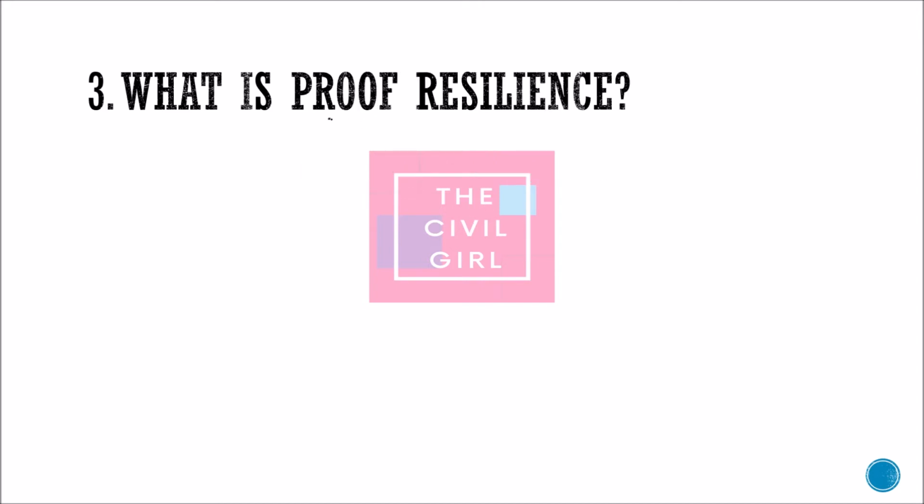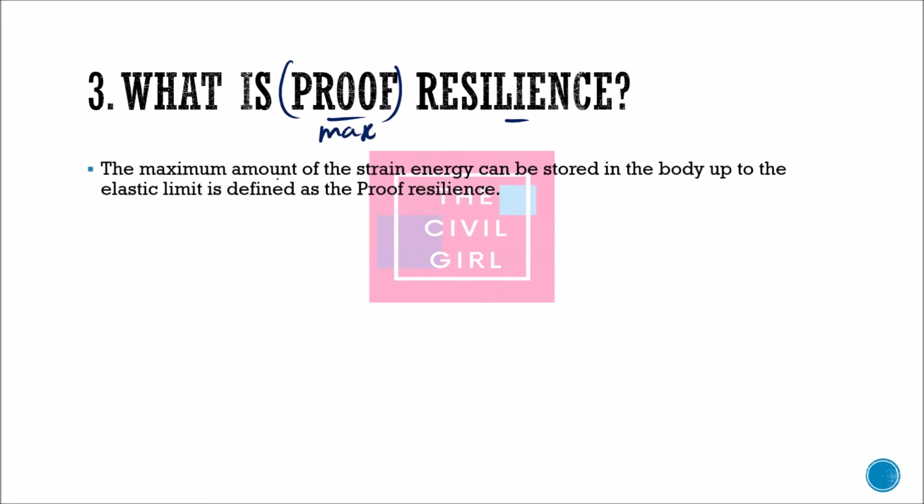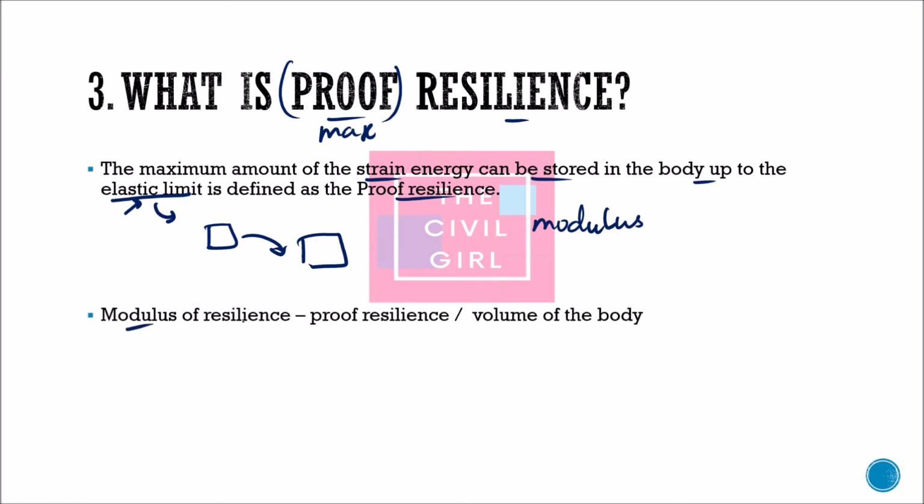Going to the next question, what is proof resilience? Proof resilience means just the maximum amount of resilience that can be stored. So the maximum amount of strain energy that can be stored in a body up to the elastic limit, because after the elastic limit, the material will not come back to its original shape. Up to the elastic limit is defined as proof resilience. So I have another modulus here along with the shear modulus, bulk modulus and Young's modulus. We have a modulus called modulus of resilience. It is equal to just this proof resilience divided by the volume of the body.